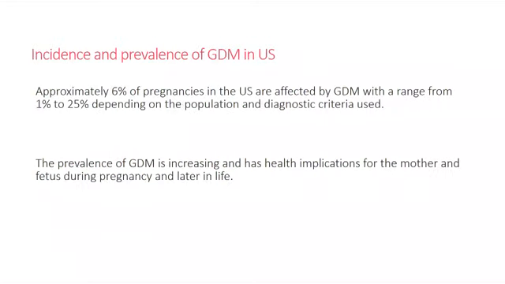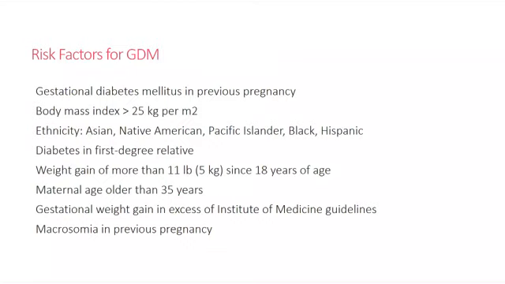So prevalence: about 6% of pregnancies in the U.S. are affected by GDM, but it could range up to 25% and really depends on the population and how much screening you're doing. The prevalence is increasing, and it definitely has health implications for both mother and baby. So what are the risk factors for gestational diabetes?